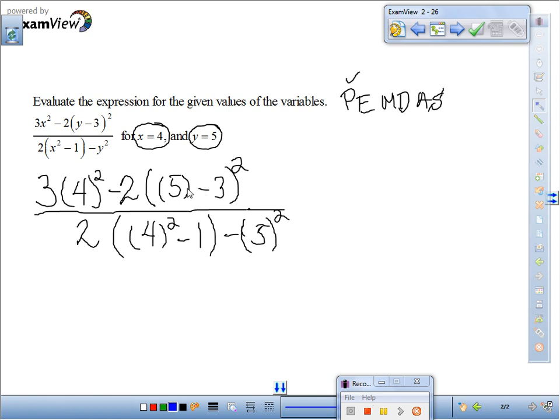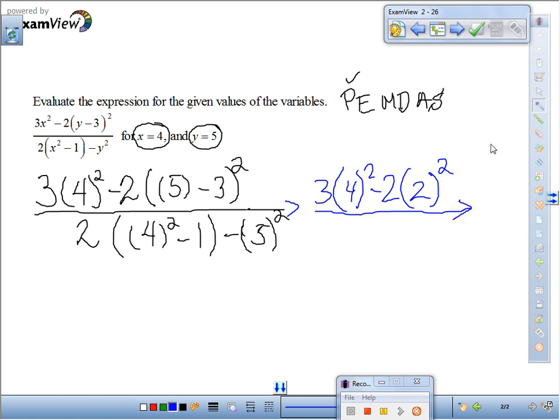Okay? Here we go. So I'm focused on the numerator. Do I have parentheses in the numerator? Yes. So I focus on the inside of the parentheses. What is 5 minus 3? 2. So let's do that. I'm going to bring everything over: 3 times 4 squared minus 2. And what's left inside the parentheses? 2, and that's squared. So far, so good? Yes, Mr. Q. Good.